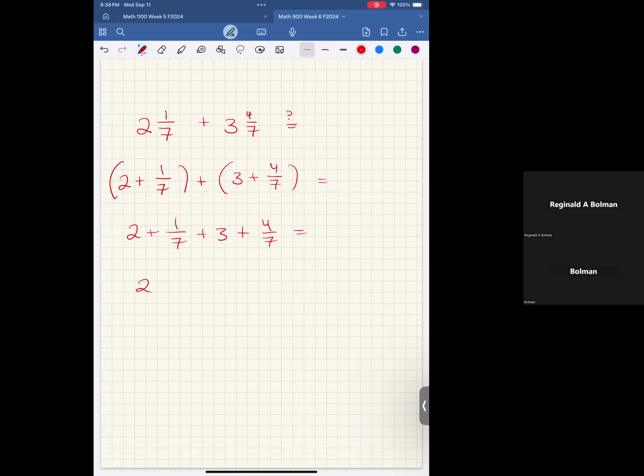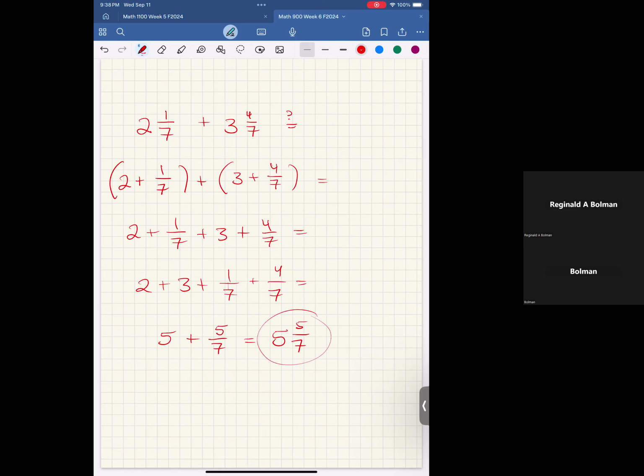and use the commutative law to group our fractions together. 2 plus 3 gives me 5. 1/7 plus 4/7 gives me 5/7. And we're now left with our mixed number, 5 and 5/7.